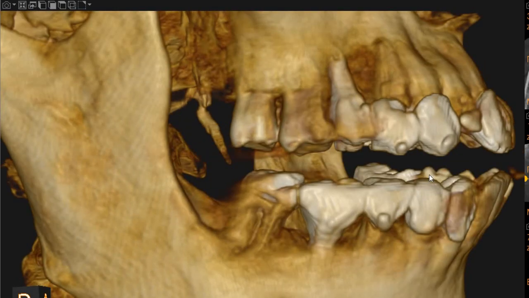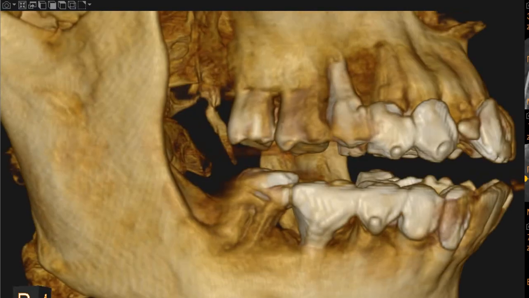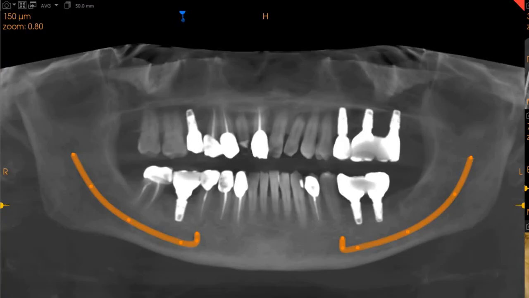This is the CBCT of the patient that you had requested. The area of interest is the upper right and upper left implants, and the lower right and lower left implants, and the bone surrounding them. Now, on the panoramic view, we can very clearly see that these implants have been placed quite significantly.